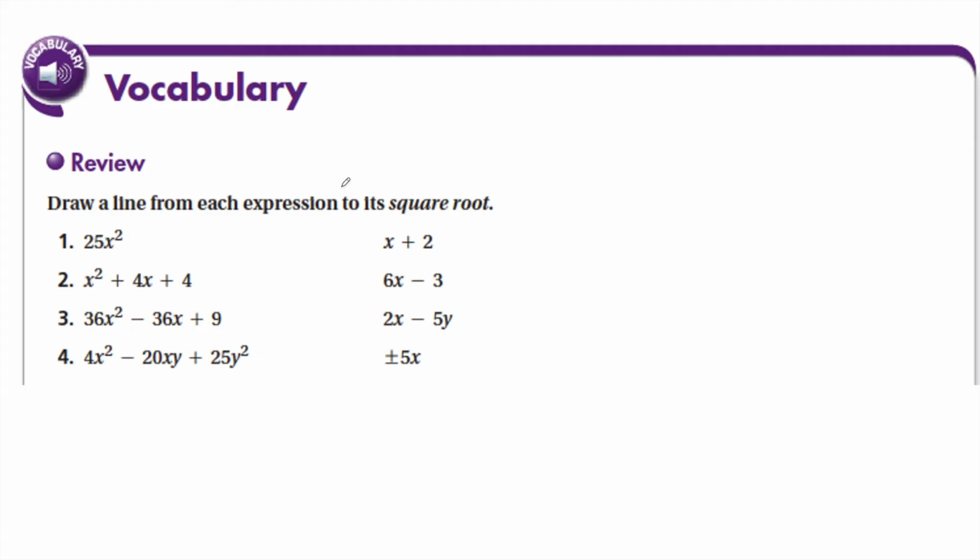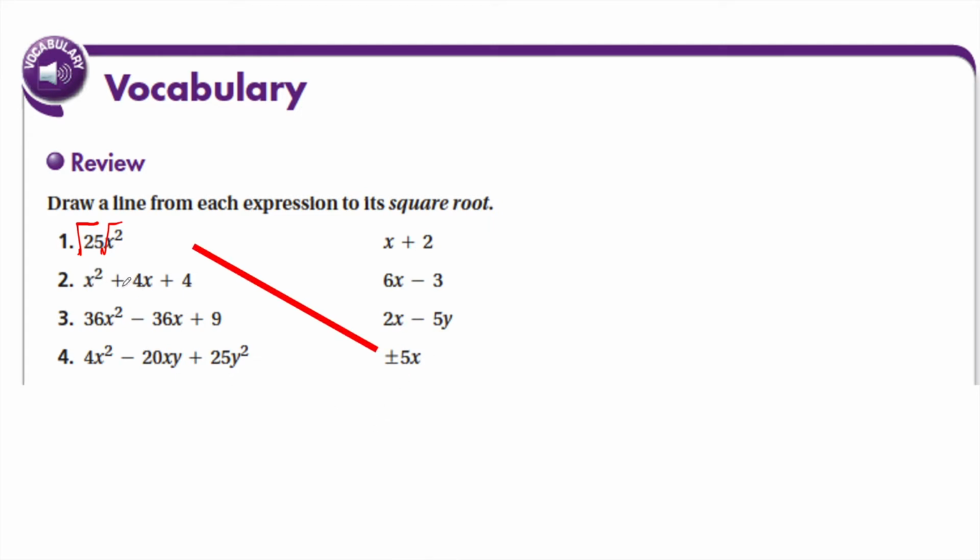Let's begin. First thing first, like always, we're going to start talking about the vocabulary first with a little bit of review. So let's draw a line from each expression to its square root. Well, if I were to take the square root of the very first problem, you're essentially going to be taking the square root of that 25 as well as the square root of the x squared. And the square root of 25 is going to be plus or minus 5, and the square root of x squared ends up being that plus or minus, in this case, 5x.